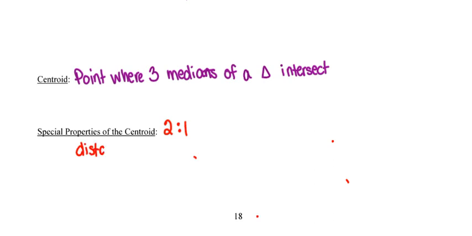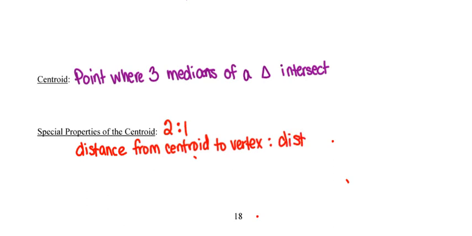So this ratio, the first part of this ratio, the 2 part, represents the distance from the centroid to a vertex. The smaller part of this ratio represents the distance from the centroid to the midpoint. All right, so I'll give you a minute to get that down on your paper. And then we'll go take a look at what that means in the picture.